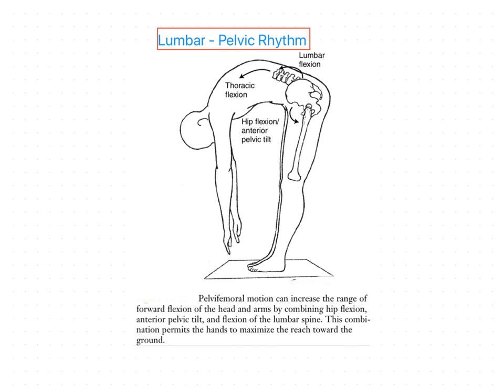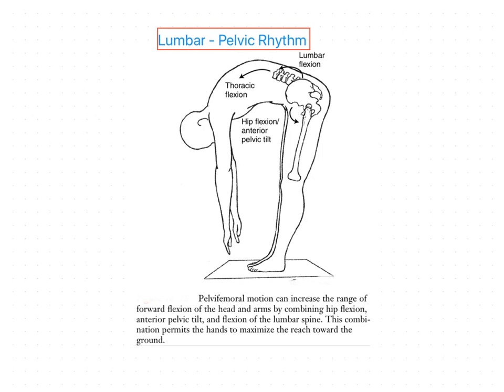Dear students, welcome back. In the previous session we discussed the motion of the pelvis at the hip joint. Now in this session we are going to discuss the coordinated motions of the femur, pelvis and the lumbar spine. When the pelvis moves on a relatively fixed femur, there are two possible outcomes to consider.